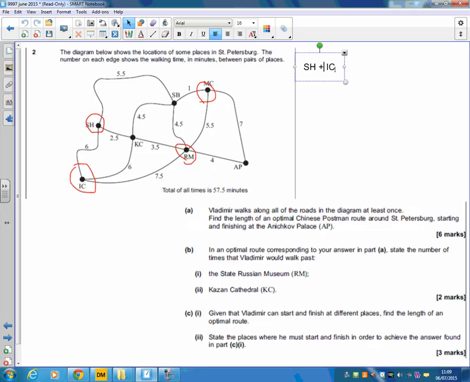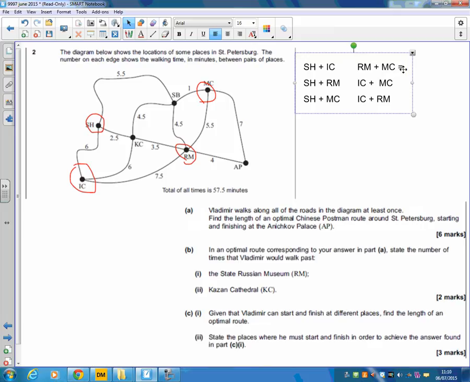Also, if we had those 2 together, we'd have to pair these with RM and MC. We could pair SH with RM, and if we did that, we'd have to pair IC with MC. Or we could pair SH with MC, and if we did that, we'd have to pair IC with RM. So if you've got 4 odd vertices, there's always going to be 3 possible pairings.